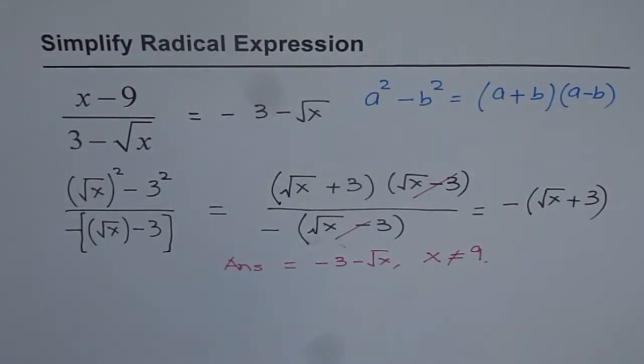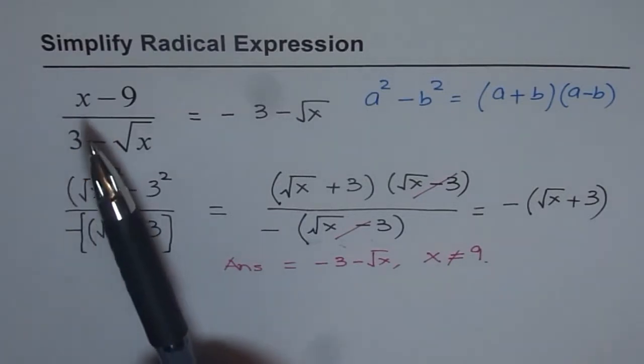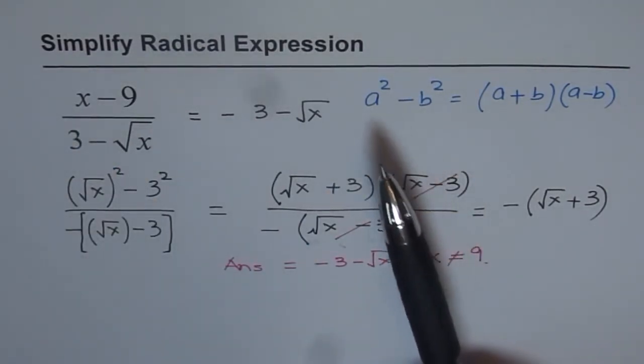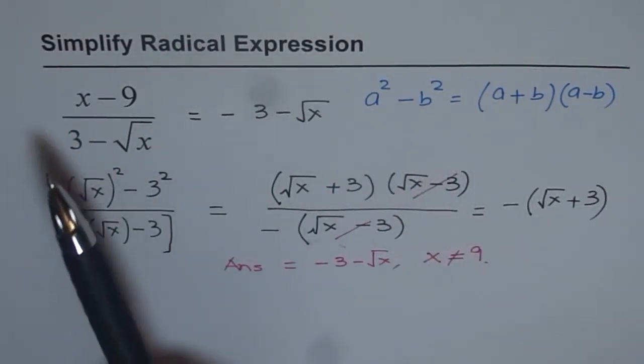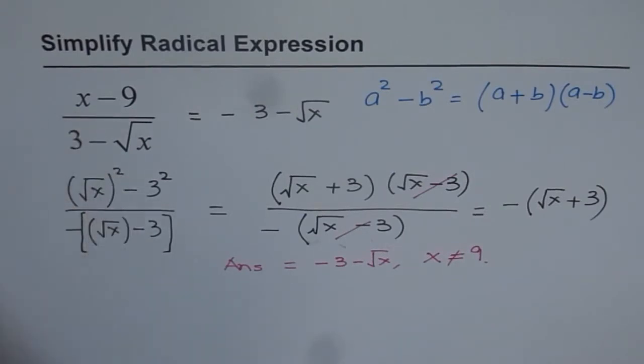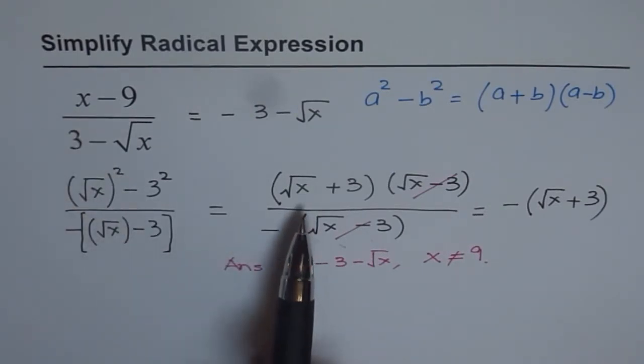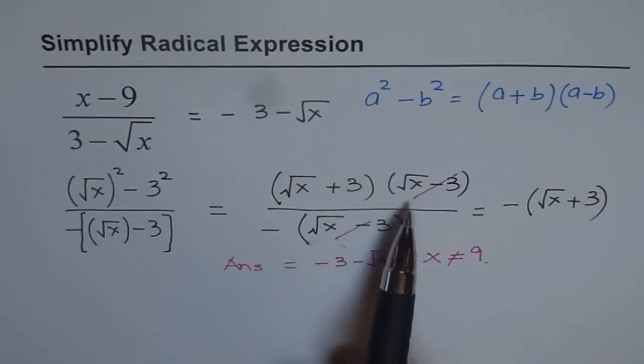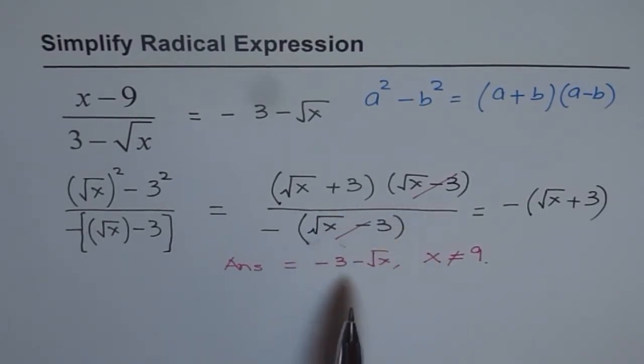Let's go through it once again. So we tried to utilize the property of factoring a difference of squares. So we wrote x as square root of x whole square, so that we could factor it as square root of x plus 3 times square root of x minus 3. Since we have a common factor in numerator and denominator, we cancel it out.